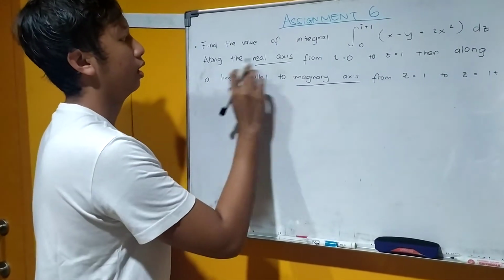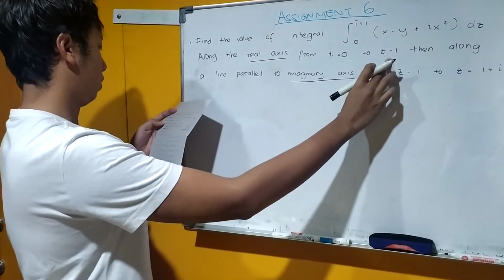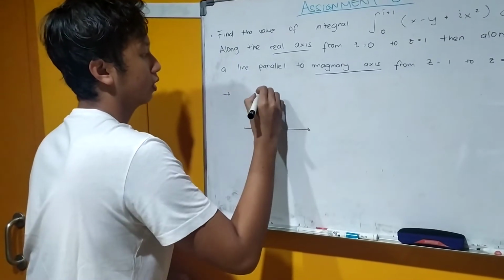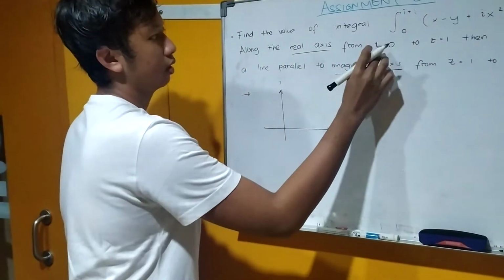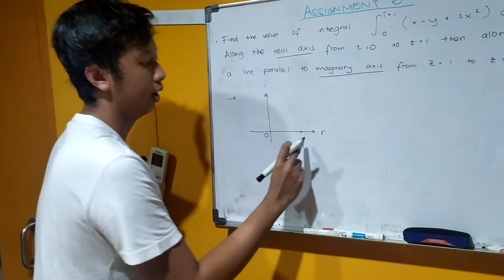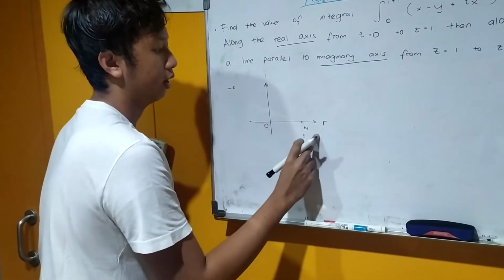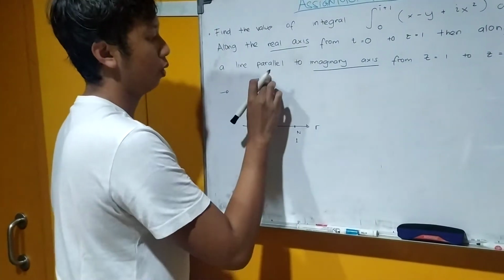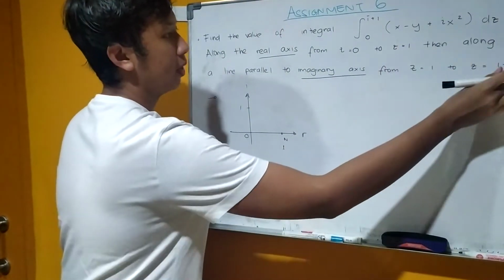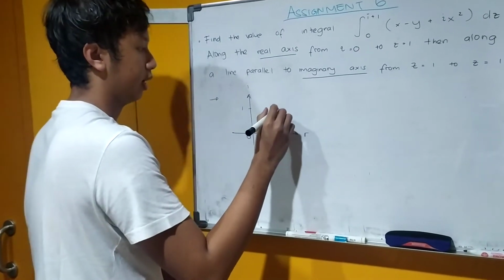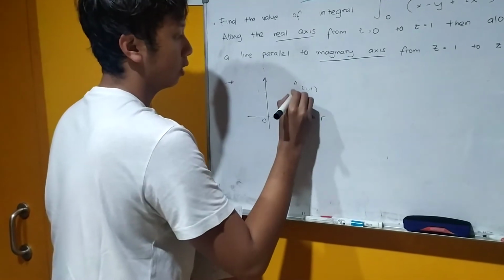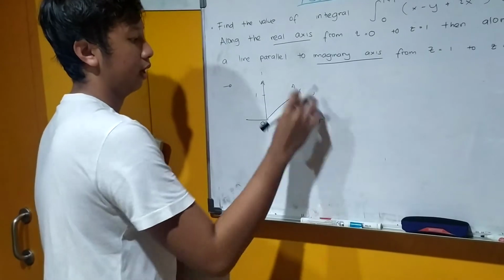First we will try to find the real axis from z equals 0 to z equals 1. So we will make a graph. This is the real axis, this is the imaginary axis. From 0 to 1, this is 1. We call 0 point O, and 1 point N. The line from O to N will be the first line, and the second line is parallel to the imaginary axis, the y-axis, from z equals 1 to z equals 1 plus i. 1 plus i means y equals 1. So we get the point here, which I will call point A. So we have the first line and the second line.